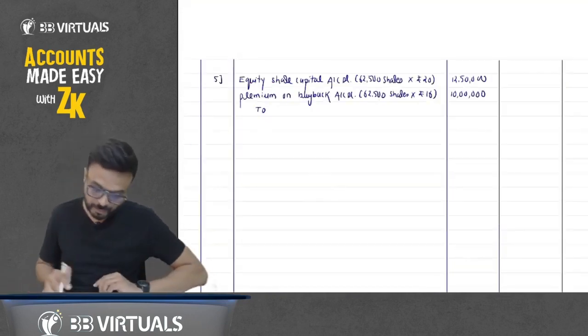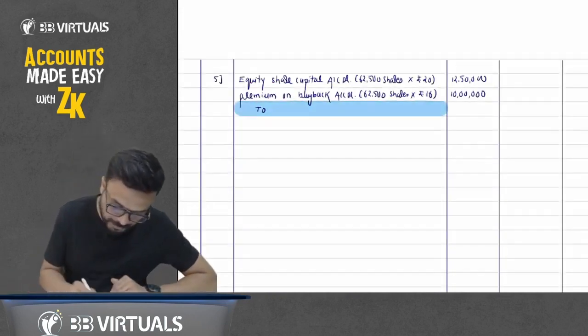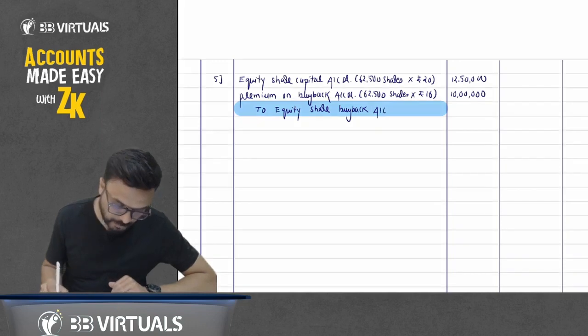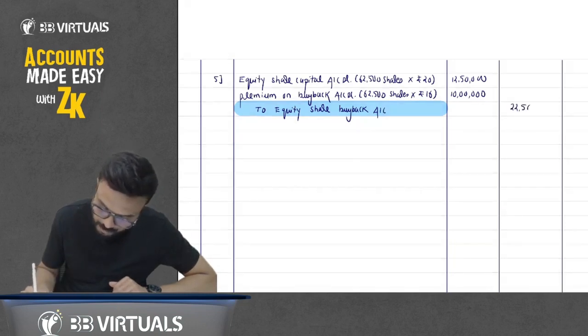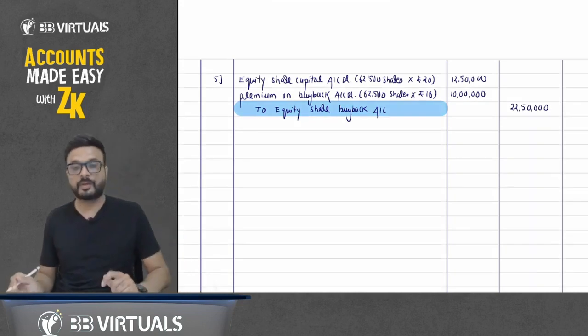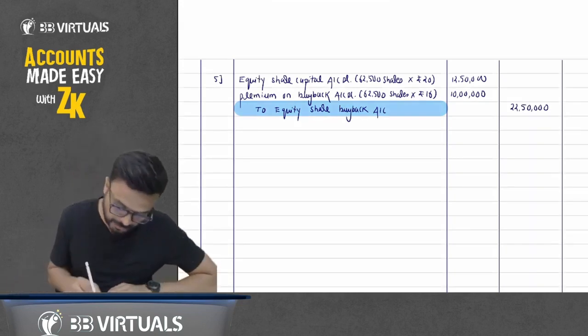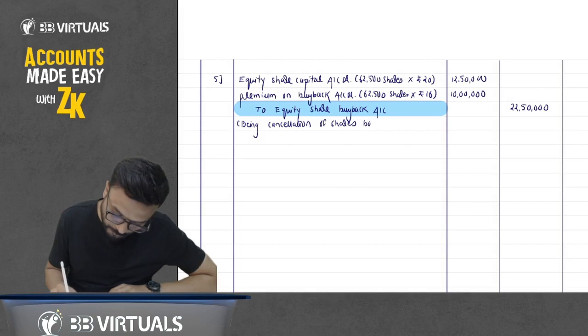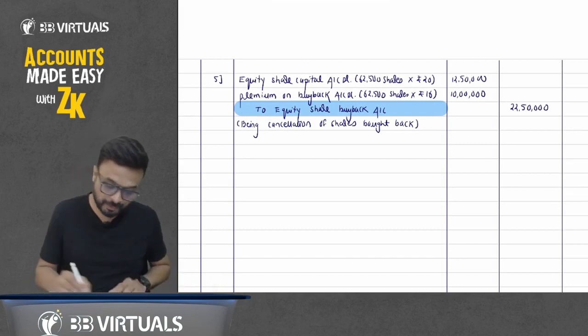Now we'll cancel it. So to equity share buyback account, that account will get closed. To equity share buyback account, how much is it? 22,50,000. So write down here, being cancellation of shares bought back.